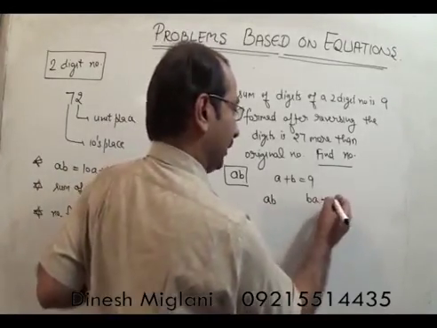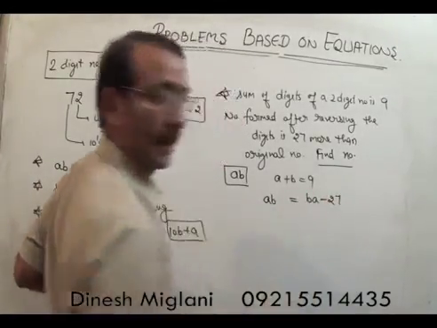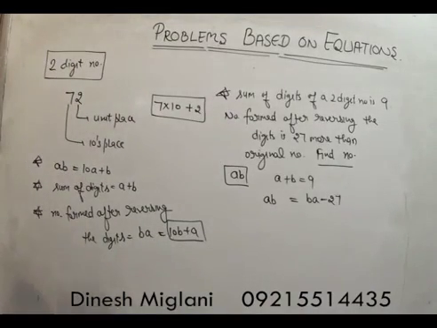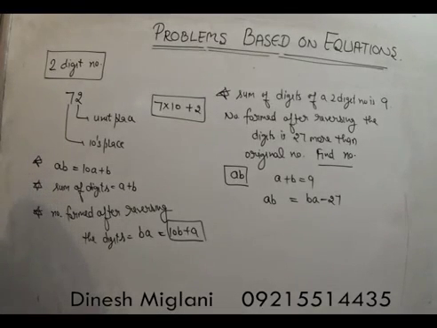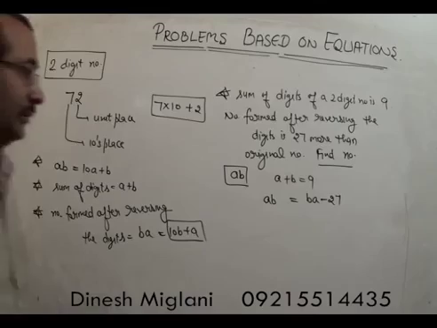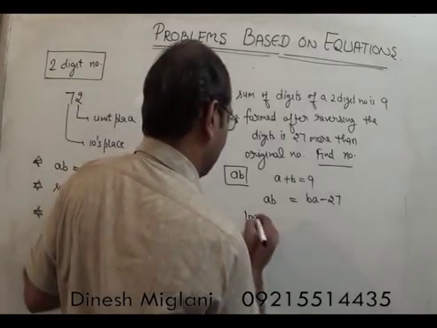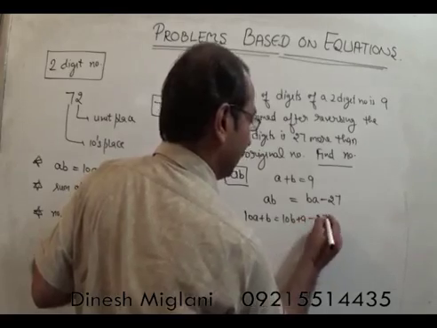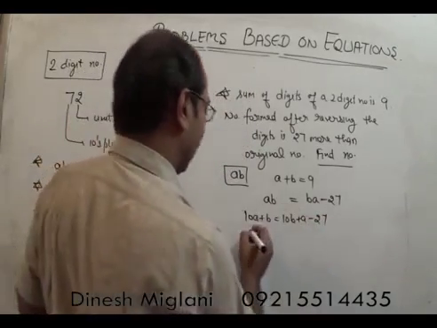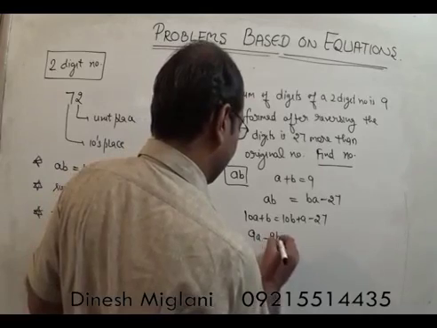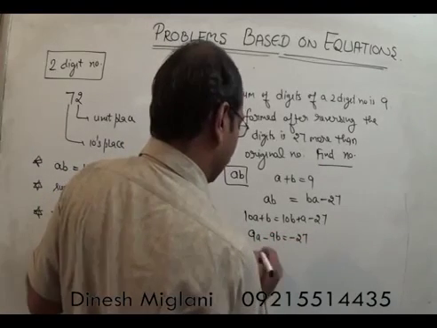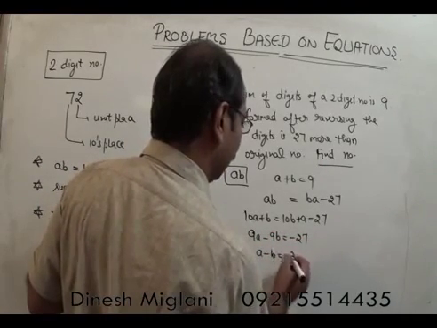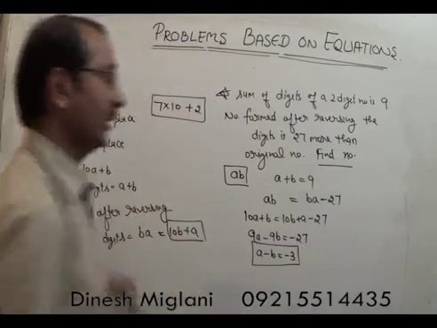It means if I subtract 27 here, both will be equal. If my initial number is AB, the reverse would be BA, and if I subtract 27, both sides are equal. Now AB means 10A plus B, and BA means 10B plus A minus 27. I take 9A minus 9B equal to minus 27, or A minus B equal to minus 3. That's the first condition I got.